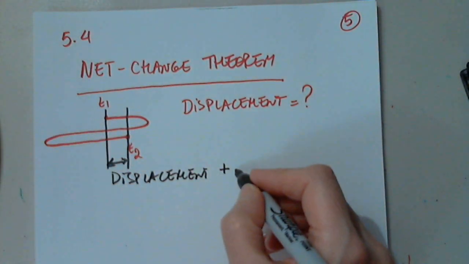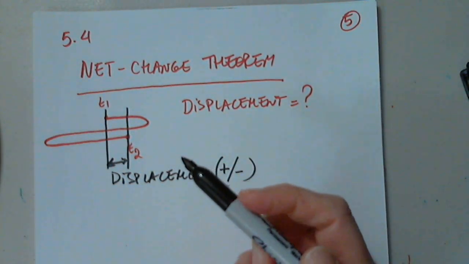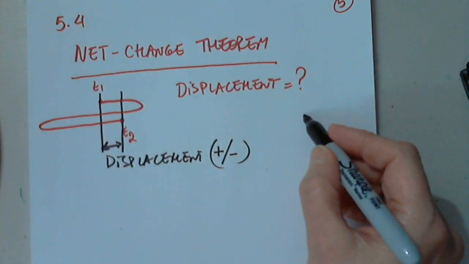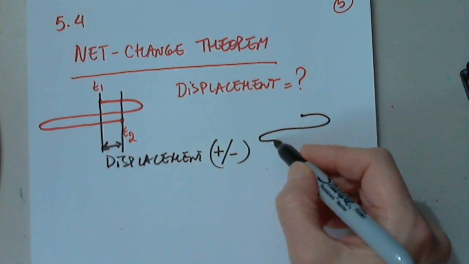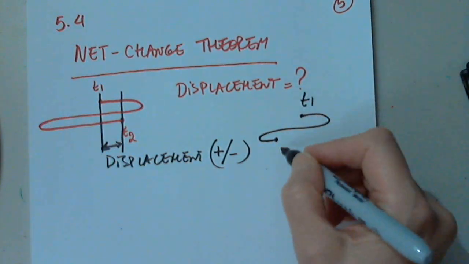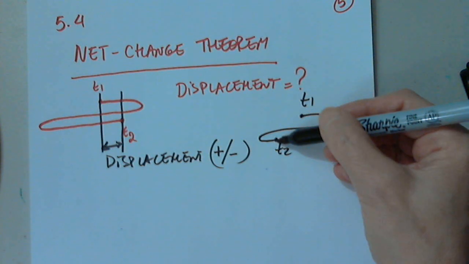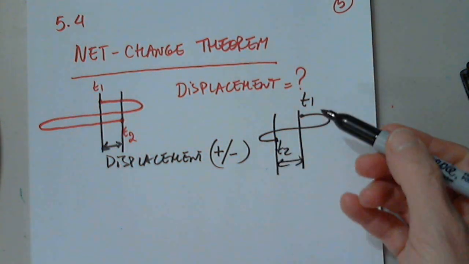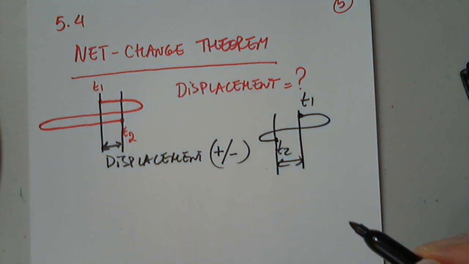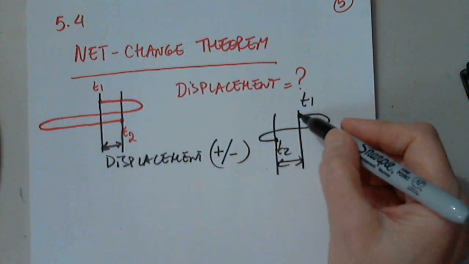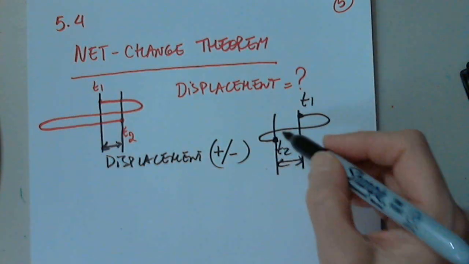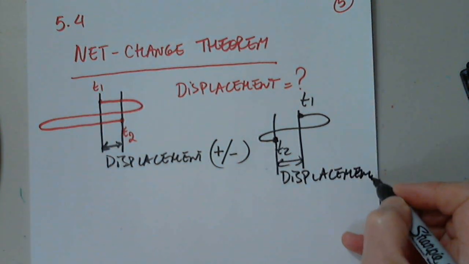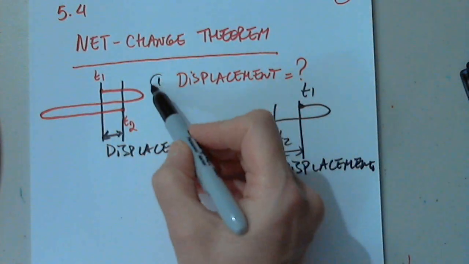which can be positive or negative. How can it be negative? Well, let me give you an example here. If this is T1 and this is T2, the initial and the end, this will be a negative displacement because it's to the left of the point T1. Initial, ending. Okay, so this is the displacement. So that was one thing.